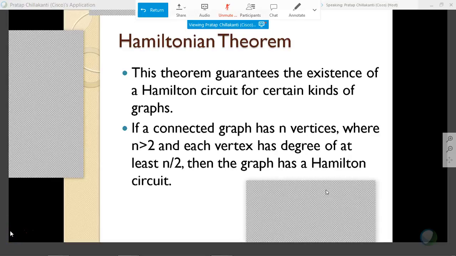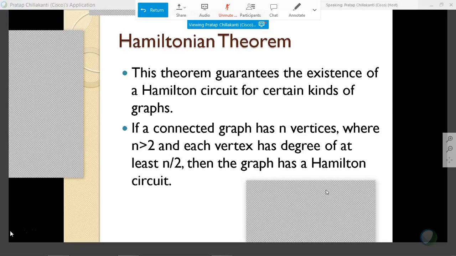So what does the theorem say? He proved that when you have n vertices, where n is greater than 2, and each vertex has degree of at least n/2, remember I gave you a degree example, you know what a degree is. So as long as each vertex has a degree of at least n/2, then the graph has a Hamiltonian circuit. Okay, everyone understands that?